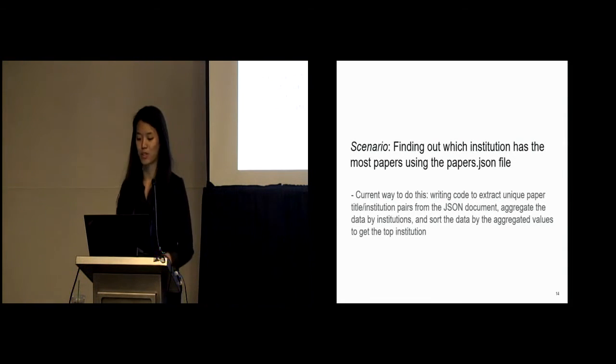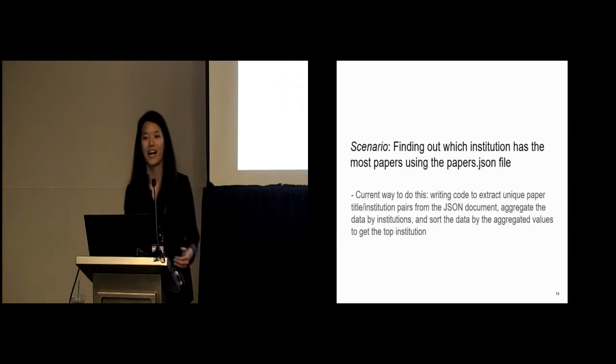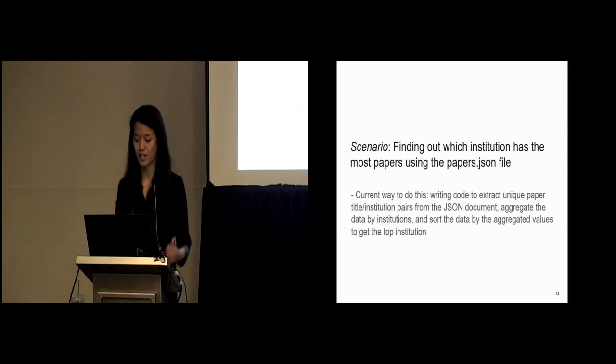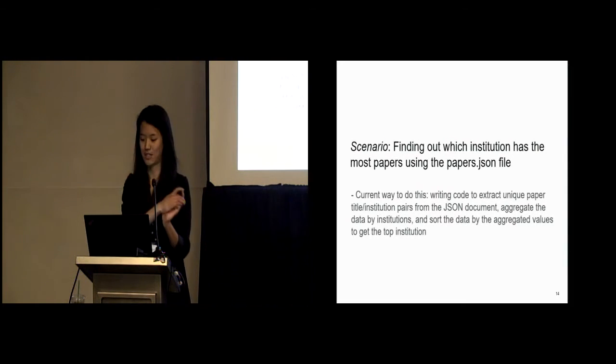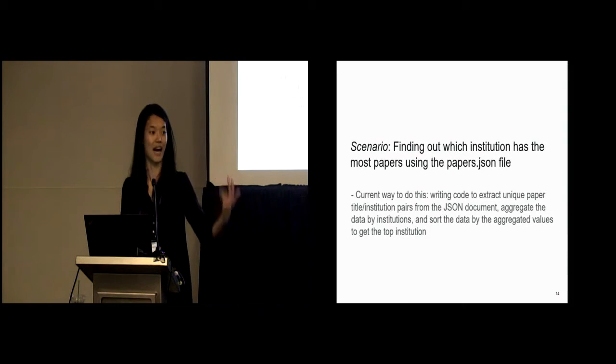In this video, I will explore the paper JSON file that I just showed you to find out which institution has the most papers. If you're familiar with working with JSON data, if you were going to do this by writing code, you would first have to go through the big paper array to extract unique paper title and institution pairs, and then aggregate the pairs by institution to get the number of papers per institution, and then finally do a sort to get the institution that has the highest paper number. And I'll show you how you can do all of this using spreadsheets in our system.